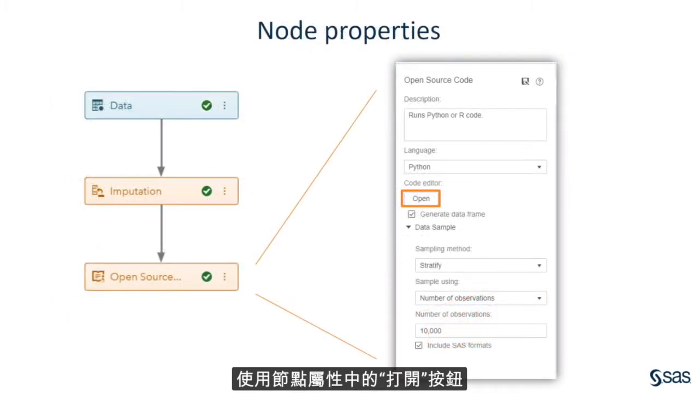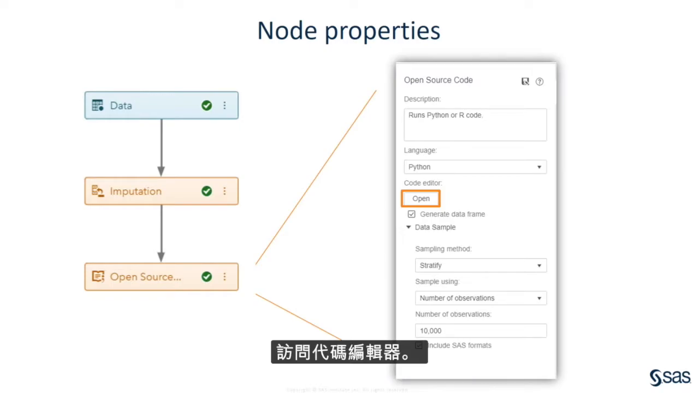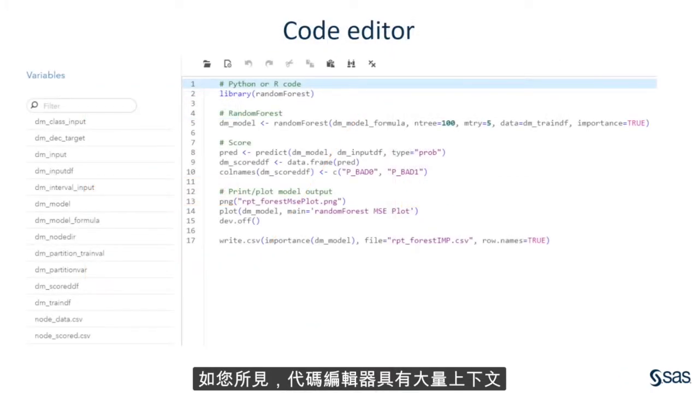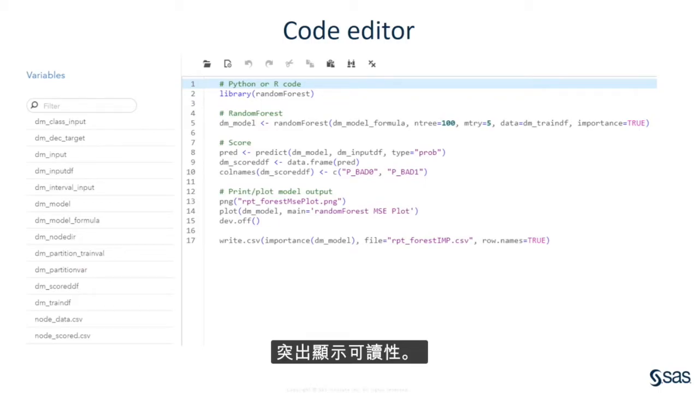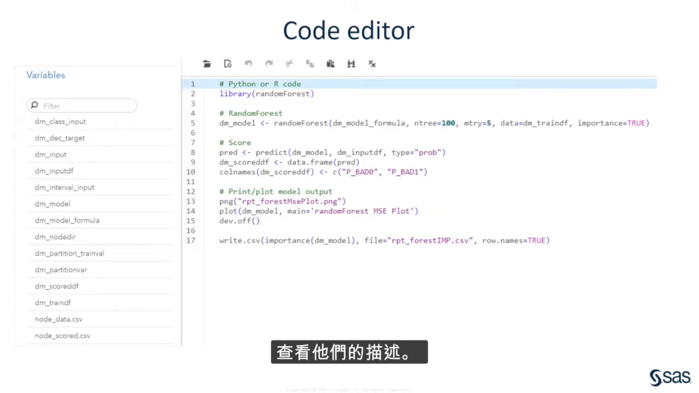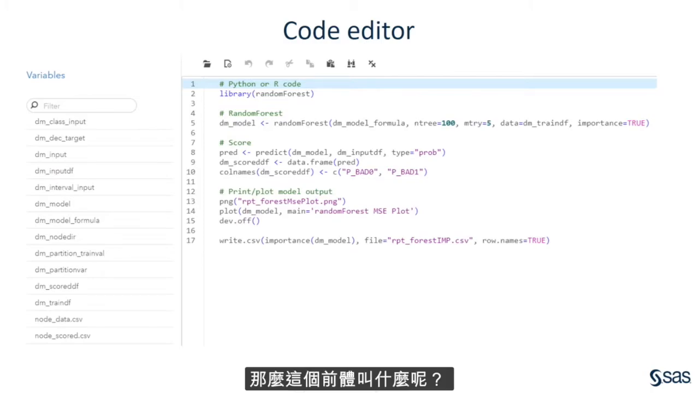Use the Open button in the node properties to access the code editor, where you can type in Python or R code. As you can see, the code editor has a fair amount of context highlighting for readability. The variables that you see on the left-hand side are created by the precursor code. You can hover the mouse pointer over them to see their descriptions. So what is this precursor code?